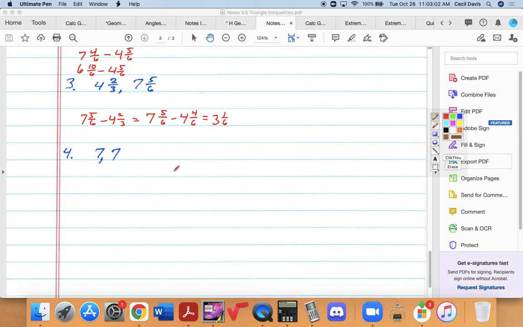Right. All right. So it's got to be bigger than 3 and 1/6, and now we need to add them together. See, that's 7 and 5/6 plus 4 and 4/6 is 11 and 9/6, which is equal to what? 12 and a half. Yeah, it's 12 and 3/6, which is 12 and a half. So 3 and 1/6 is less than the third side, which in turn is less than 12 and a half.